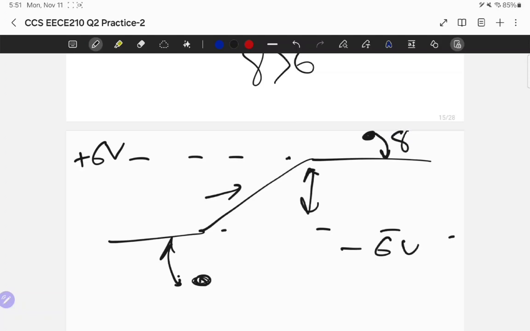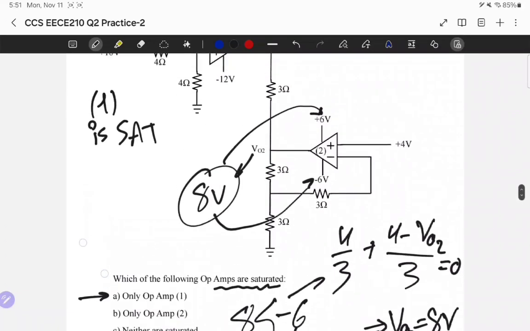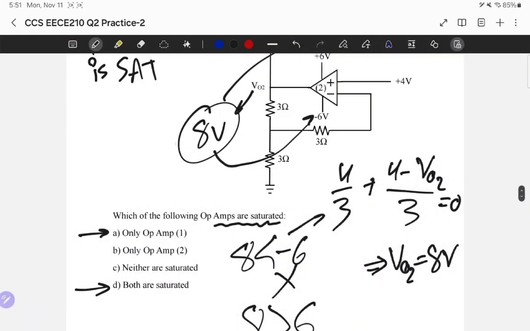But here I found 8, which means that the operational amplifier is in saturation, and because it's in saturation, it can't provide any more output, it can't provide any more voltage. So if I found 8, it's impossible, it's illegal. So I put it back into 6. So actually this 8 volt is 6.